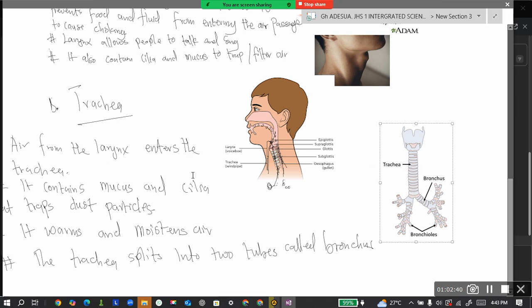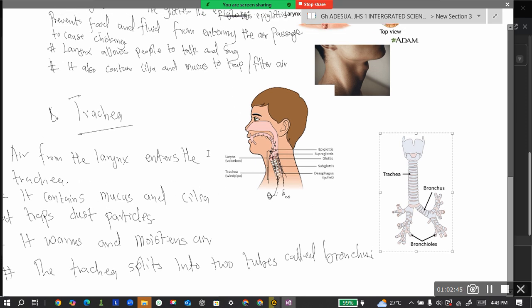Now, air from the larynx enters the trachea, and it also contains mucus and cilia, just like the other structures, right? That trap those particles. It also warms and moistens air. Then finally, it splits into two tubes called the bronchus. So at this point, the trachea will divide into two tubes, and those two tubes are called the bronchus. Bronchus here, bronchus there. They are all bronchus. You get it? So that is the trachea for you.